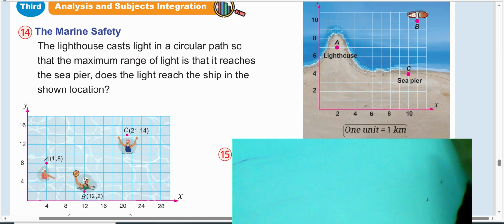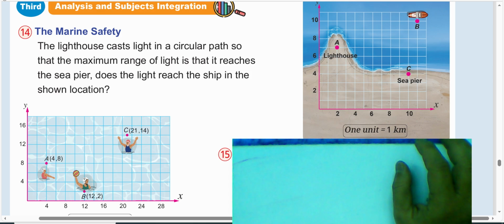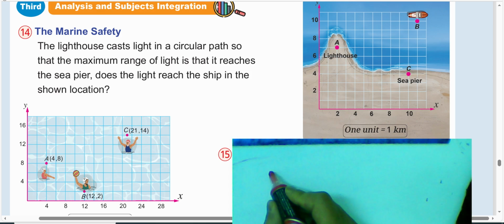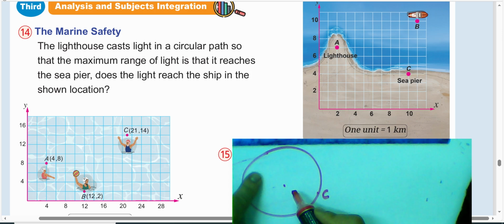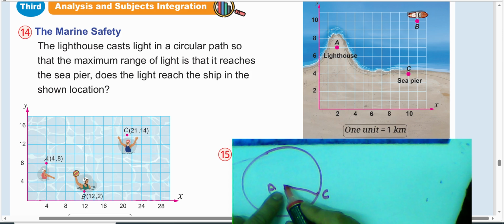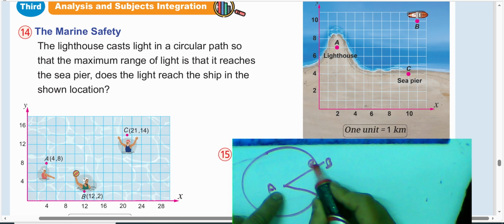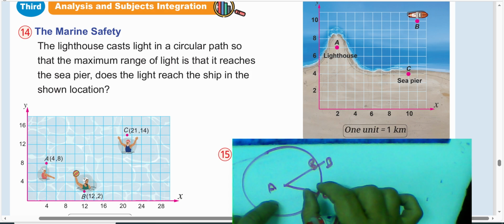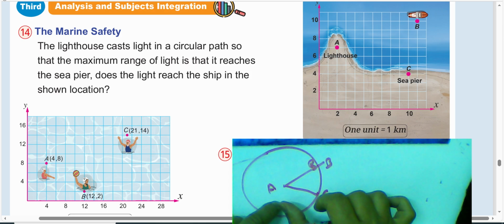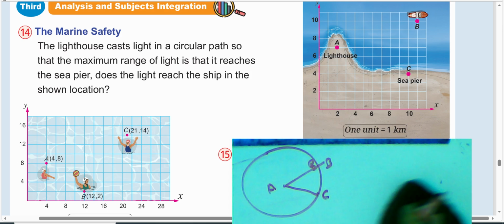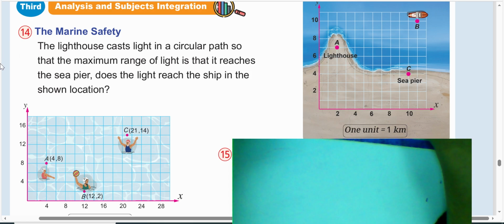Does the light reach the ship in the shown location or not? Okay, in this example he gives me the light from A going by the circle to the point C. He asks whether the distance from A to C is equivalent to AB or not. We can find the length of AC and the length of AB. If AB is equivalent to AC or less than, then the light reaches the ship. But if AB is greater than AC, the light can't go to the ship.